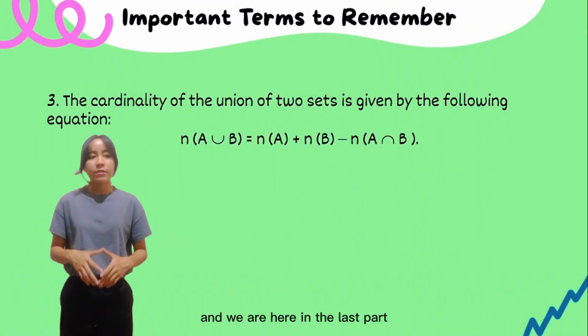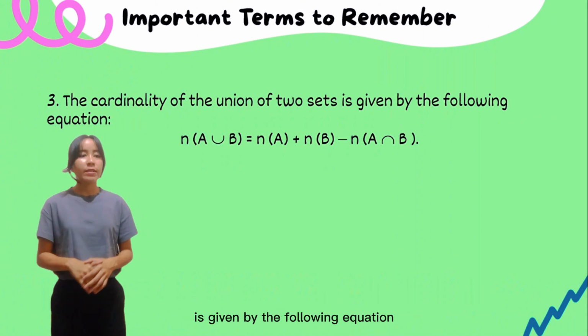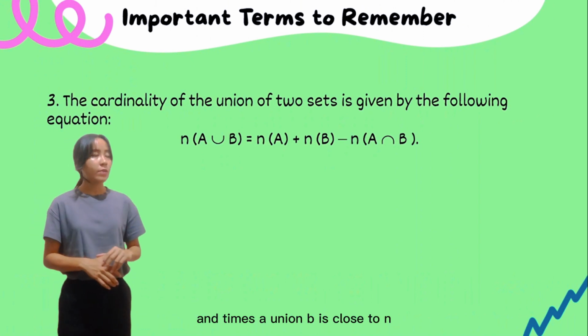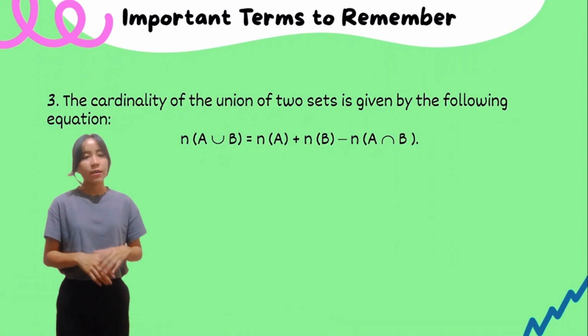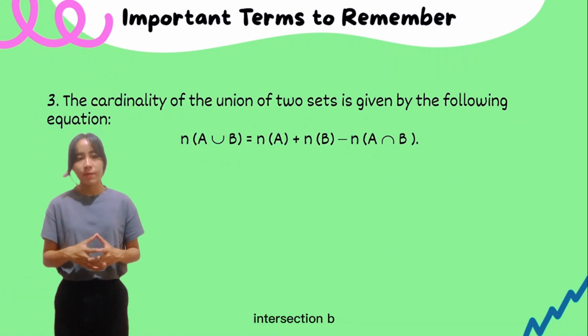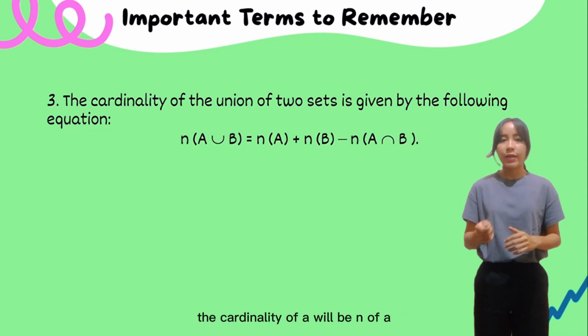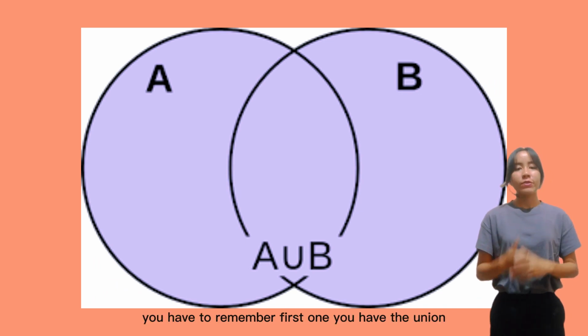And we are here in the last part. The cardinality of the union of two sets is given by the following equation. n(A ∪ B) equals n(A) plus n(B) minus n(A ∩ B). For example, when we say cardinality of A, the cardinality of A will be n(A).